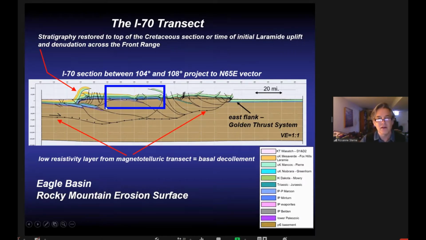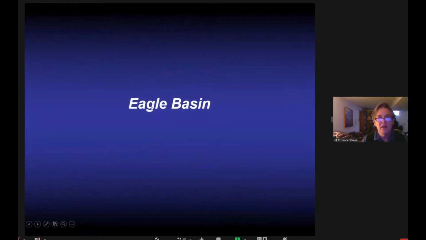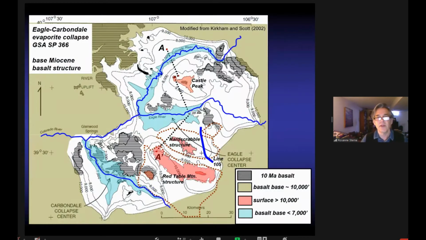So as part of the transect, we go through the Eagle Basin, and there's a nice story that's been developed about dissolution of evaporites. So on this map, the green areas are at about 10,000 feet, and that's a base level, an undisturbed level for Miocene basalts. You can see the horizontally striped areas. Those are Miocene basalts. And then along the upper reaches of the Colorado River, the Eagle River, down through Glenwood Springs, and the Roaring Fork River, some of those Miocene basalts have been dropped by as much as 4,000 feet, due to dissolution of Pennsylvanian and Permian evaporites along those rivers.